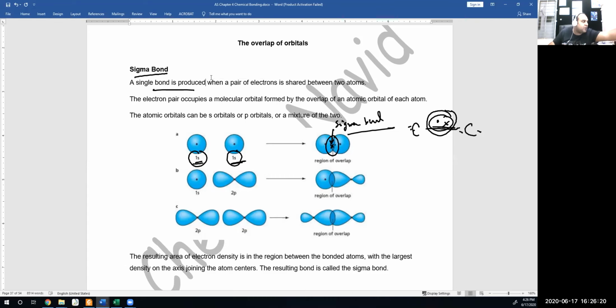Any single covalent bond is a sigma bond. And why does the sigma bond form? Because of the overlap. And why is it overlapping?